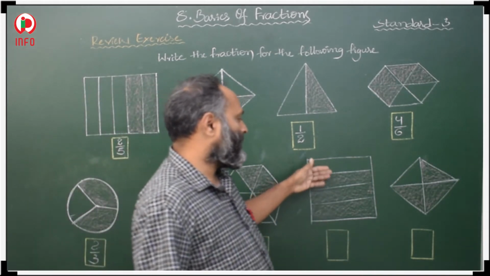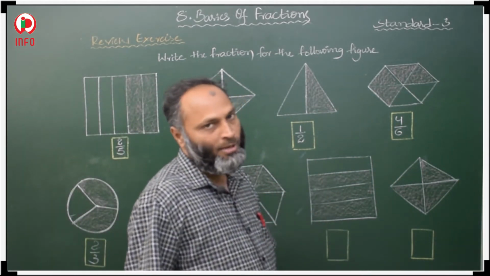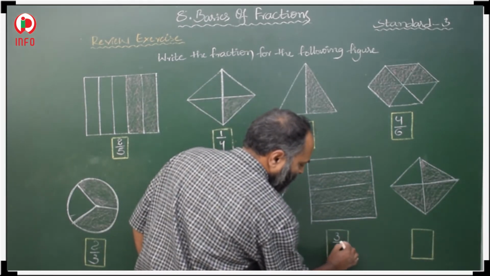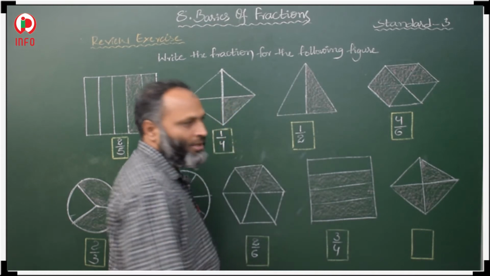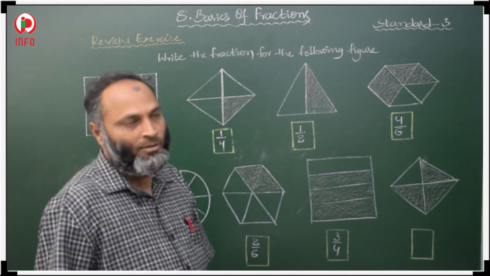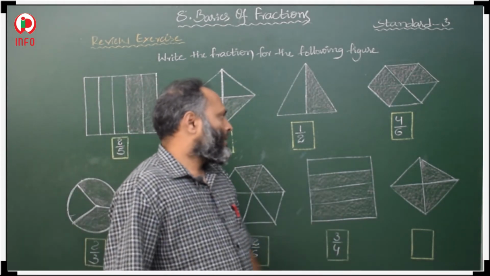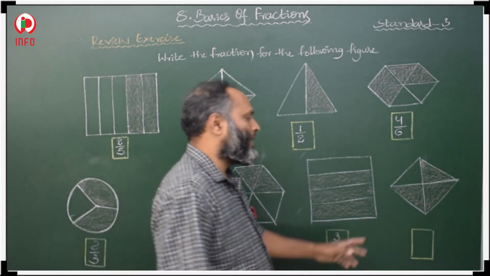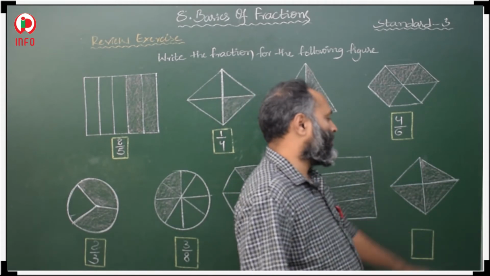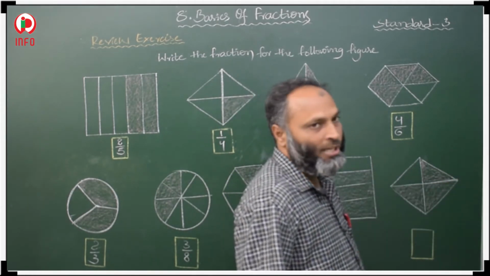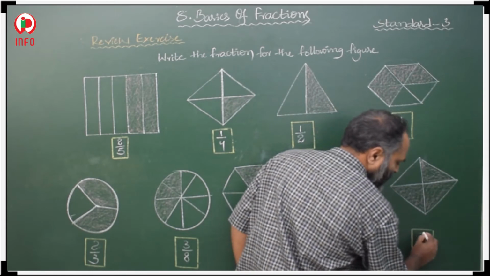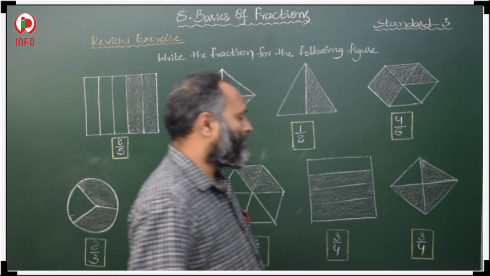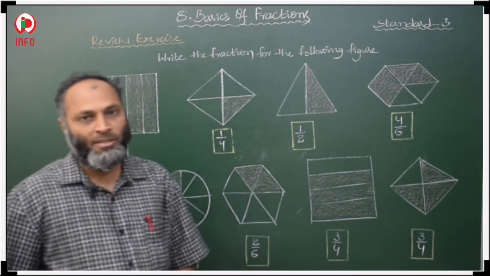Now this is a rectangle. This rectangle is divided into 4 equal parts. Of these, 3 parts are shaded, so 3/4. Shaded parts by total parts is our shaded fraction. Here, divided into 4 equal parts, 3 parts shaded, the shaded fraction is 3/4. So out of 4 parts, 3 shaded means 3/4.